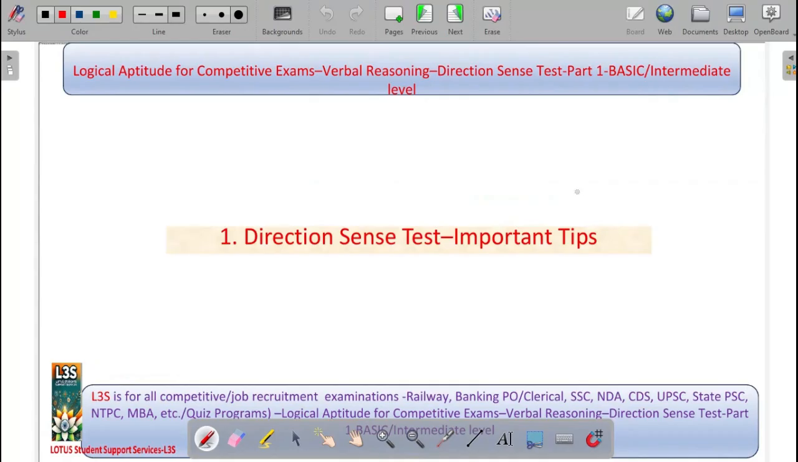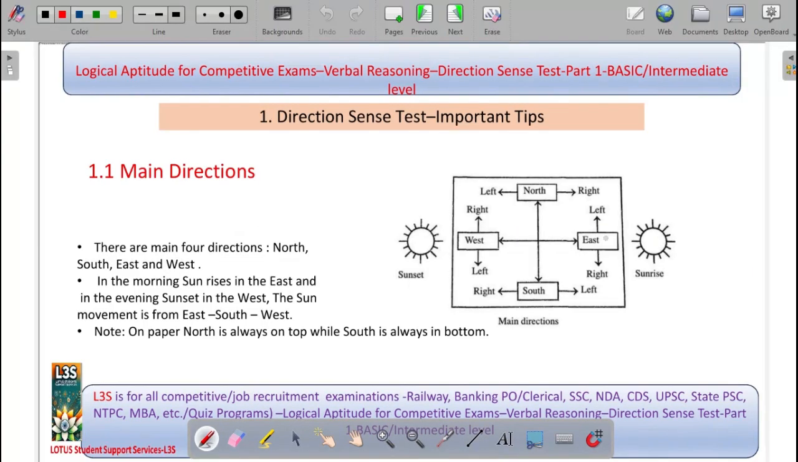Direction sense test, important tips. First we will see the main directions. First tell me, how many main directions do you have? We have 4 main directions: north, south, east and west.